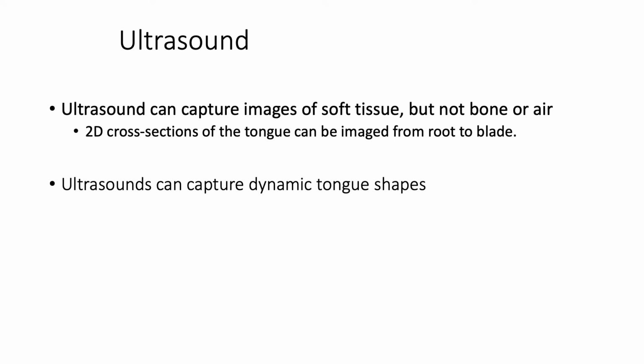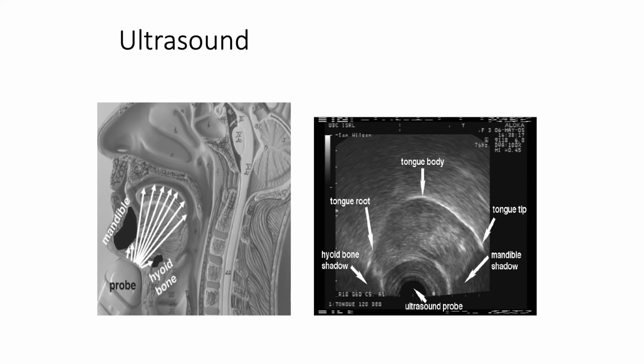For phonetics, we can do the same to look at the tongue, and in this way learn about how the tongue is moving. So we put the probe under the chin so that there are no bones interfering, and we can record the moving tongue, as you can see here in this picture.